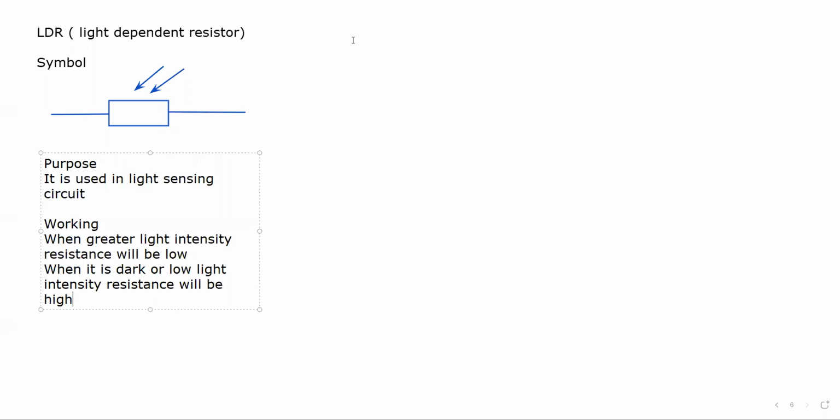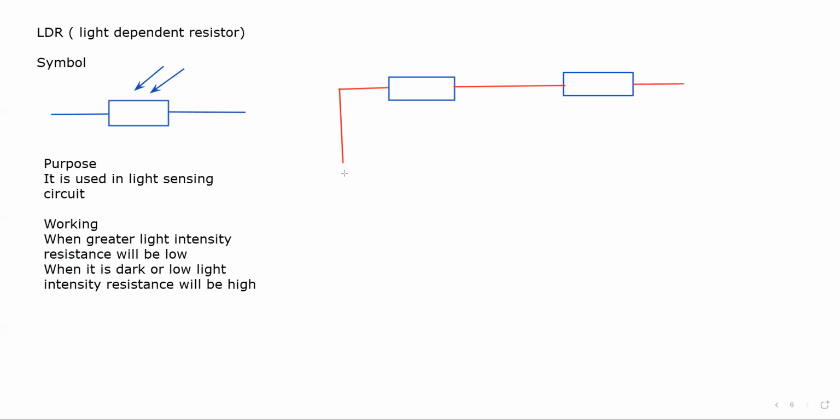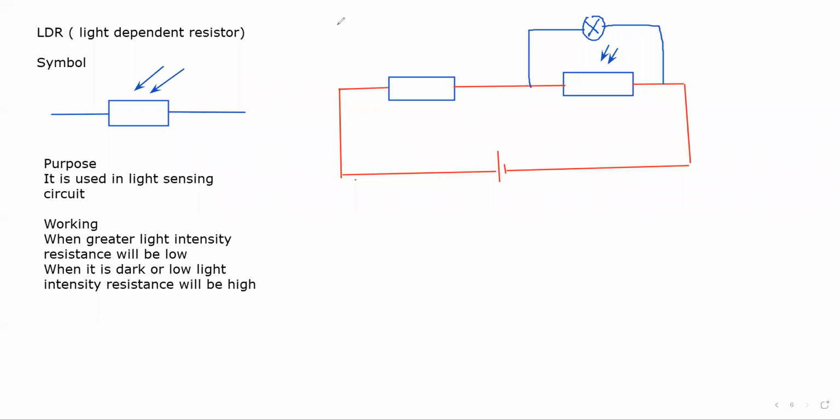For example, you will find that street lights automatically switch on when it gets dark at sunset. So what is the reason for that? The reason is there's a component connected, known as LDR or light dependent resistor, and it is sensing the surrounding light intensity. For example, connected with this is a bulb, not next to this but parallel to this, a street lamp or a bulb.